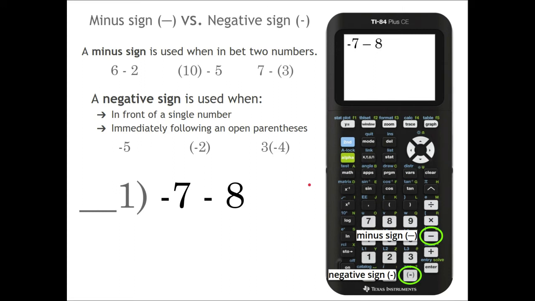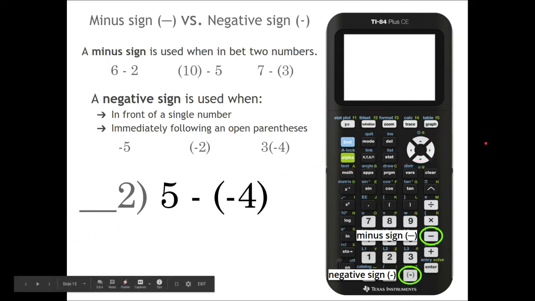Basically, it's always going to be minus unless it's in front of the operation, totally in front over here, or if it follows an open parentheses like over here. But besides that, it'll always be a minus sign. And you press enter, you get -15. Then you write -15 here, and that is the answer.